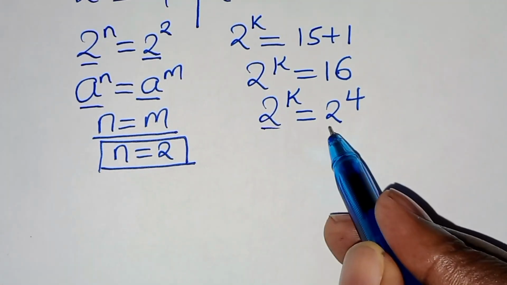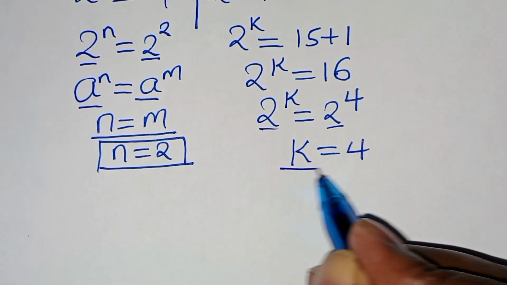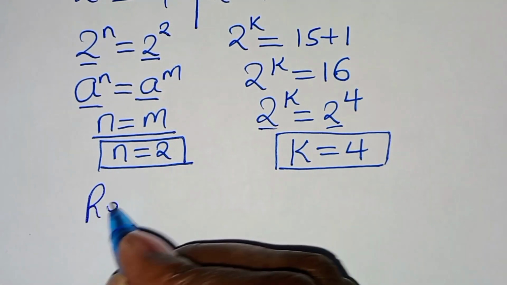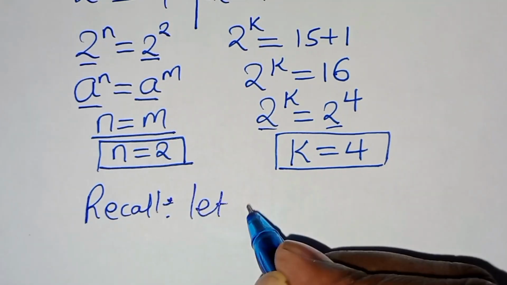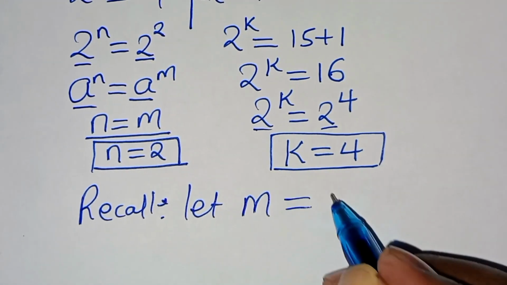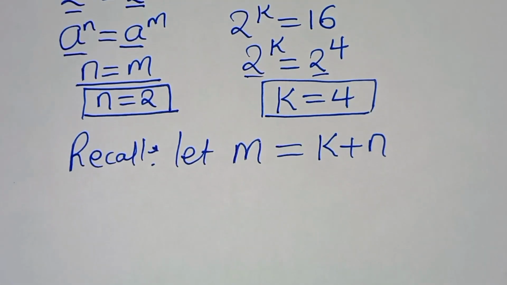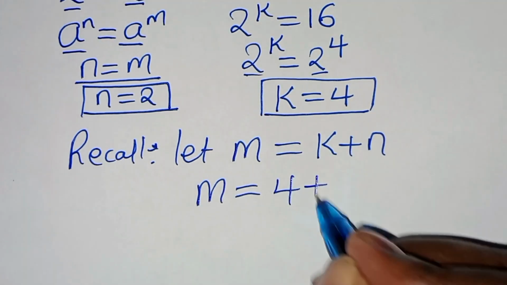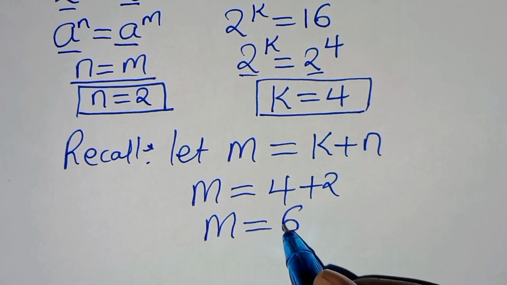Since the bases are common here, then you find that k is equal to 4. So we have the value of k. Now, if you recall, we are saying that let m be equal to k plus n. So this implies that m will be equal to 4 plus 2. And this implies that m is equal to 6.